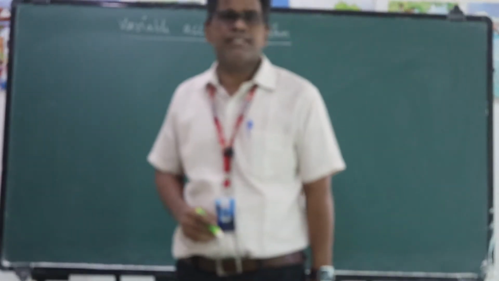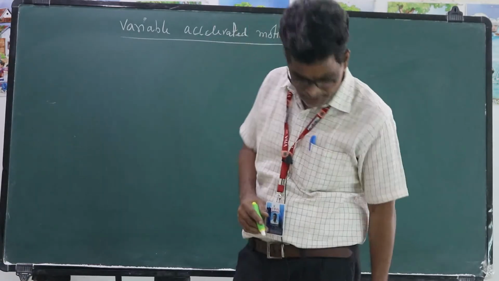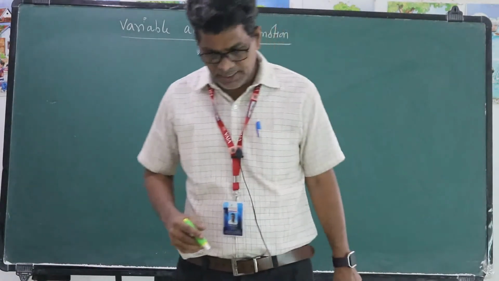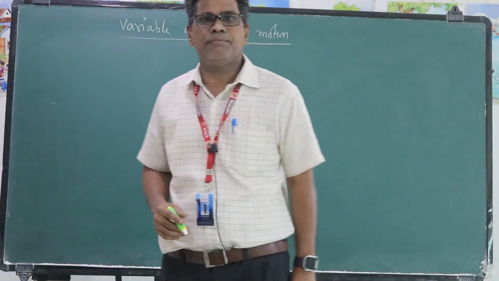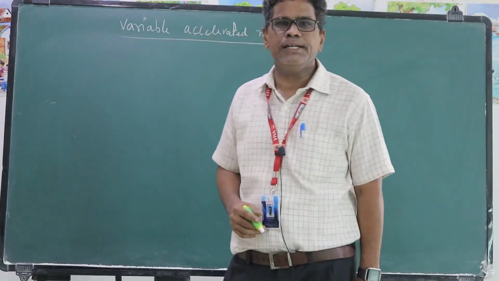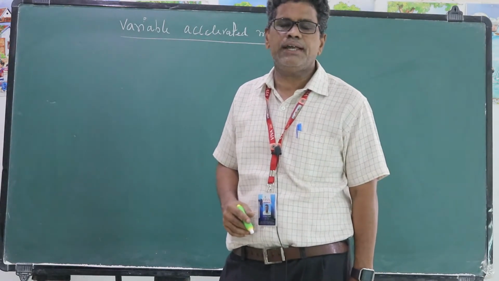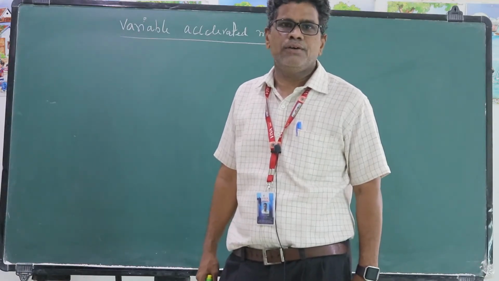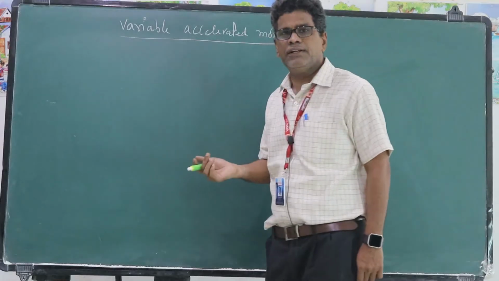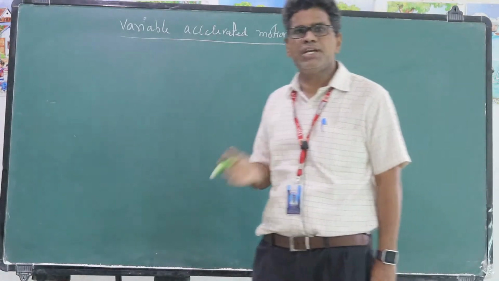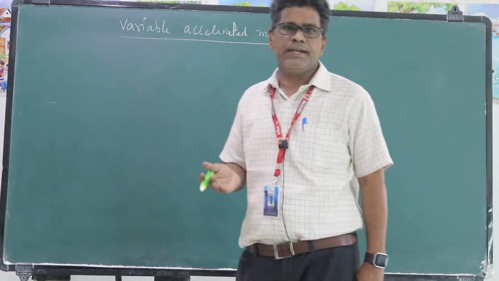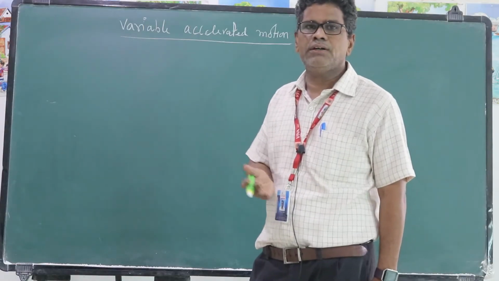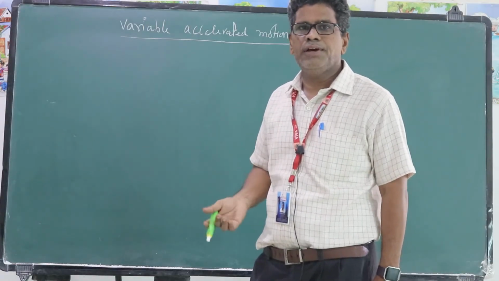We discussed that if the acceleration of a particle remains the same both in magnitude and direction, such a type of motion is called uniformly accelerated motion. What is variable accelerated motion? If acceleration changes with time, then we can call it variable acceleration.